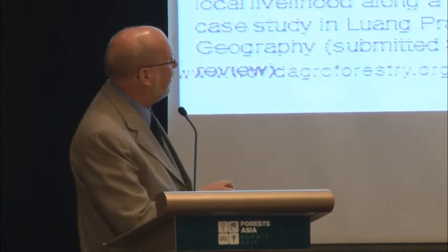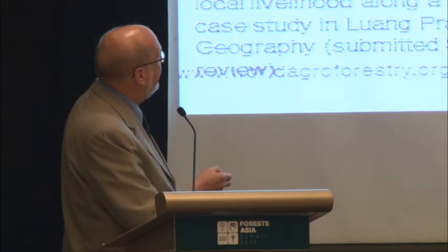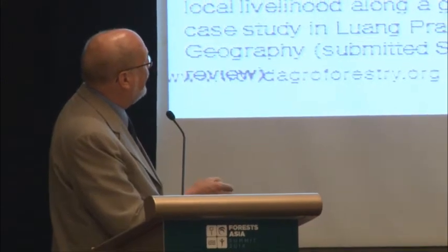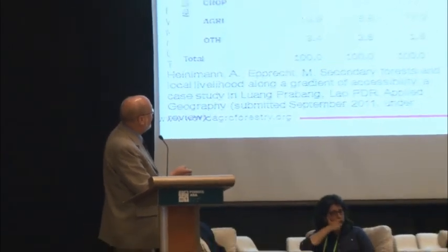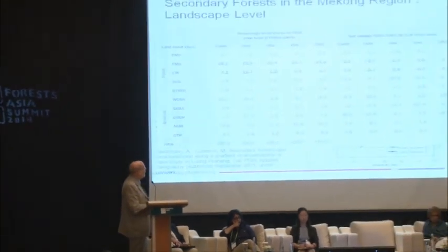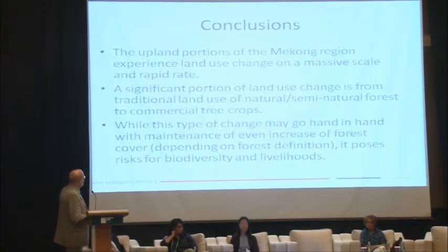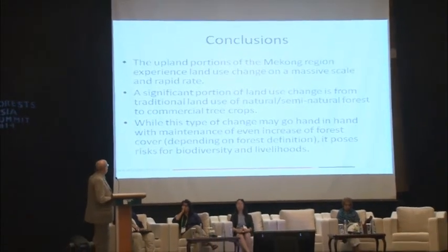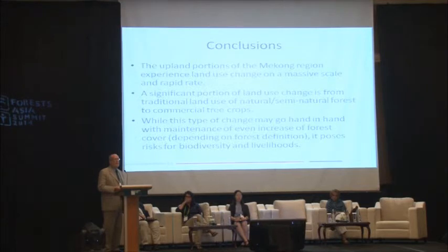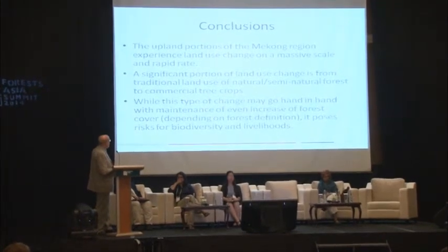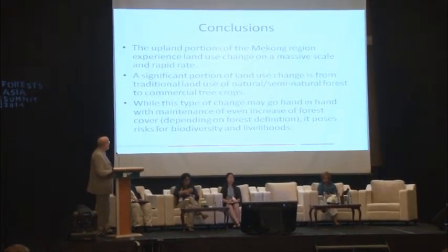And that is just summarized here in a short study we did quite a while ago, where we looked at the development over 5 years, 1993 to 1997, where we found, even within this short 5-year period, decline in secondary forests by about 2.6%, which for such a short period is quite alarming. So to sum up, upland portions of the Mekong region experience land use change on quite a massive scale and rapid rate. A significant proportion of land use change is from traditional land uses to commercial land uses, and a lot of them tree crop based.